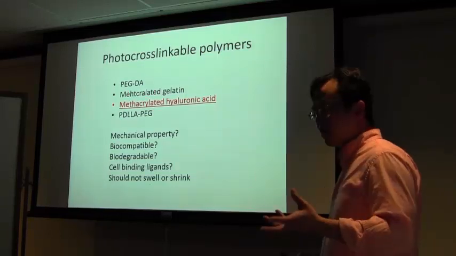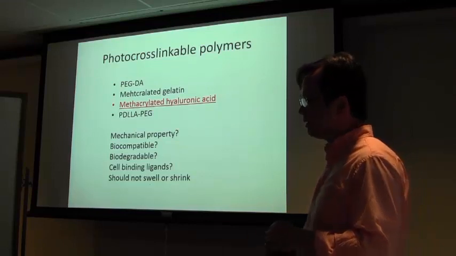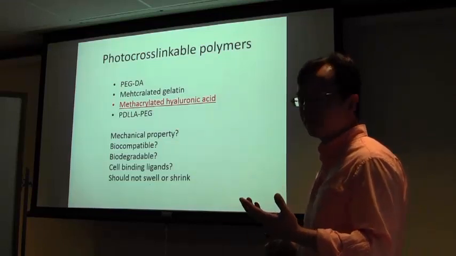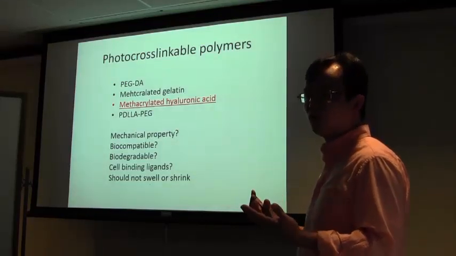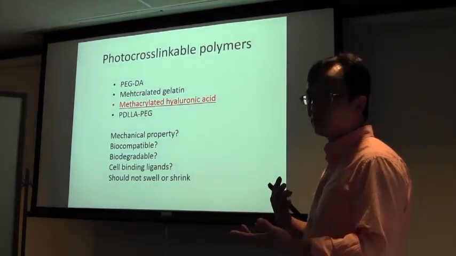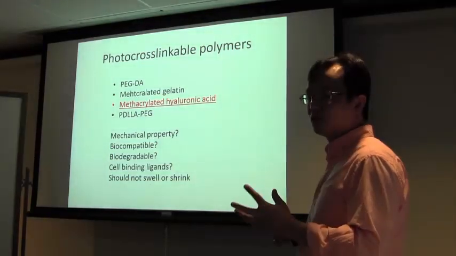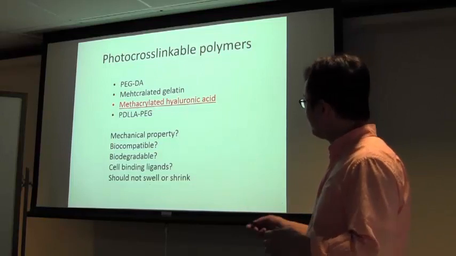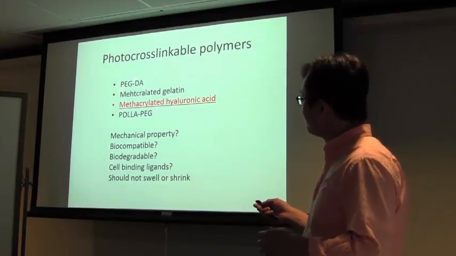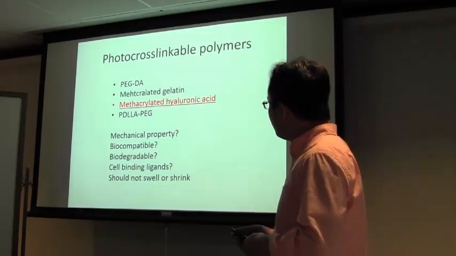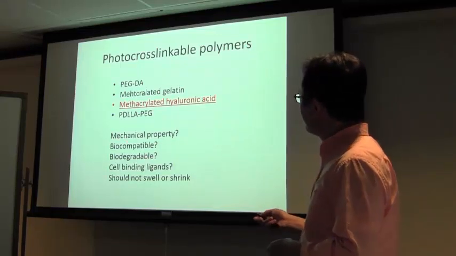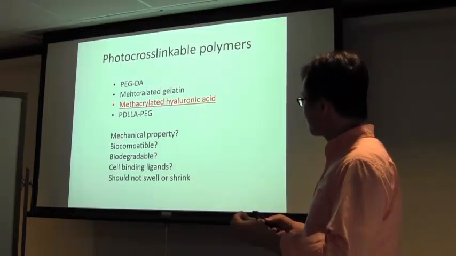So gelatin and hyaluronic acid are native polymers, so they exist in humans. So it's perfect for cell growth. But they are kind of soft, because gelatin and hyaluronic acid are soft. So you need other materials to make it stronger. So this is something you need to think about. And the mechanical property, so you will make it strong or soft.